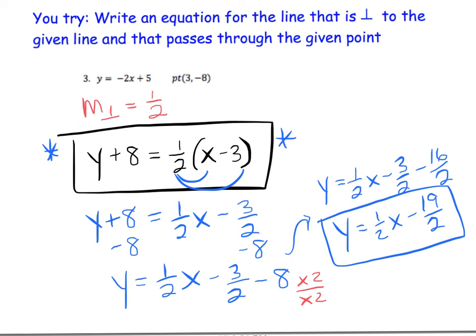Alright, well now you know everything there is to know about parallel and perpendicular lines. Good job.